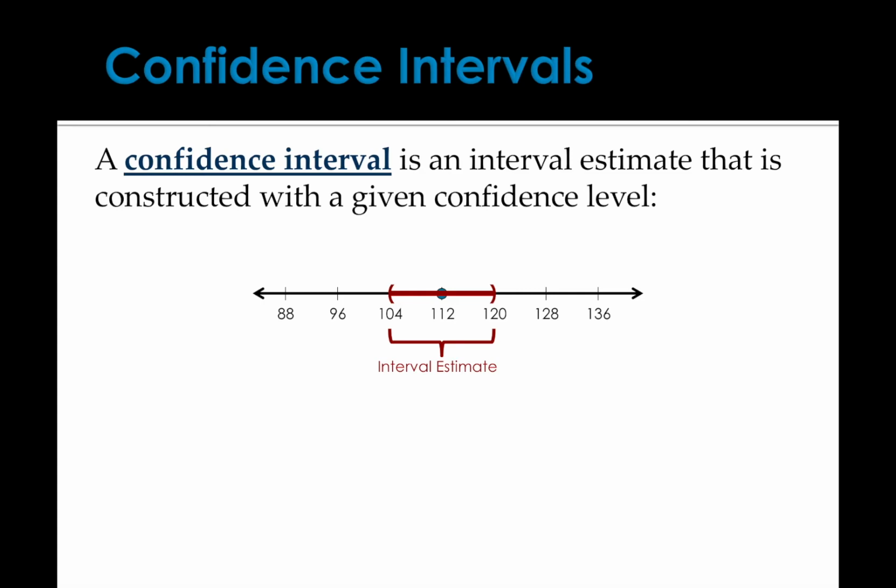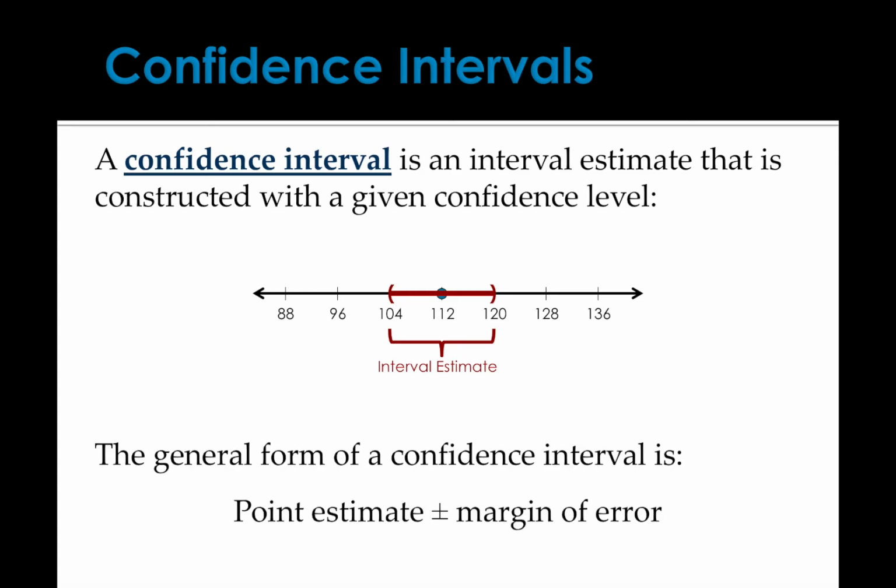So maybe I might say that I'm 95% confident that the real mean weight of an apple in that harvest is between 104 and 120 grams. All right. So our general form for one of these confidence intervals is the point estimate plus or minus the margin of error. So for example, that interval estimate graphed on this page started with our point estimate of 112 grams. Okay, and it looks like the margin of error that was used for this interval was 8.